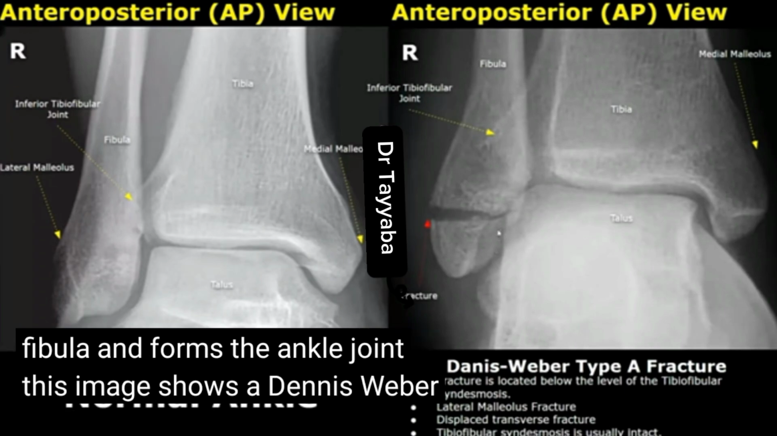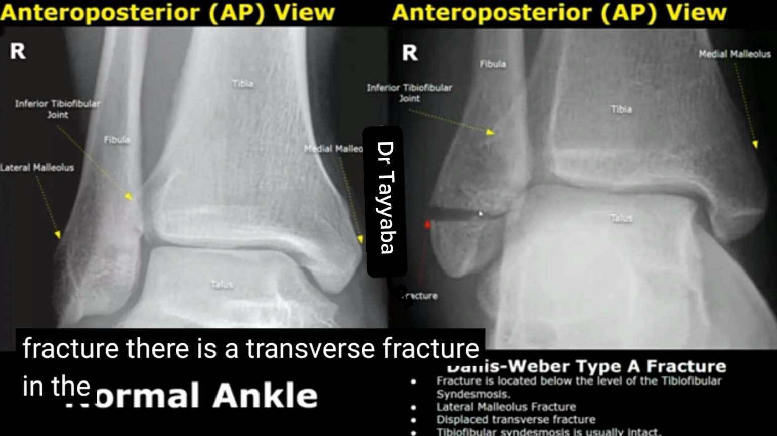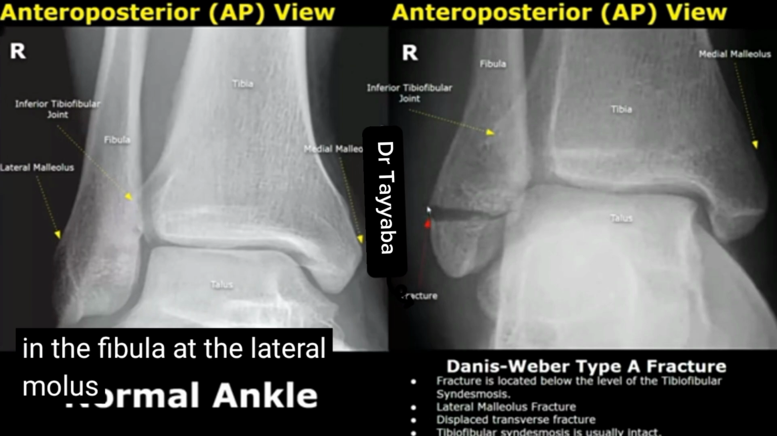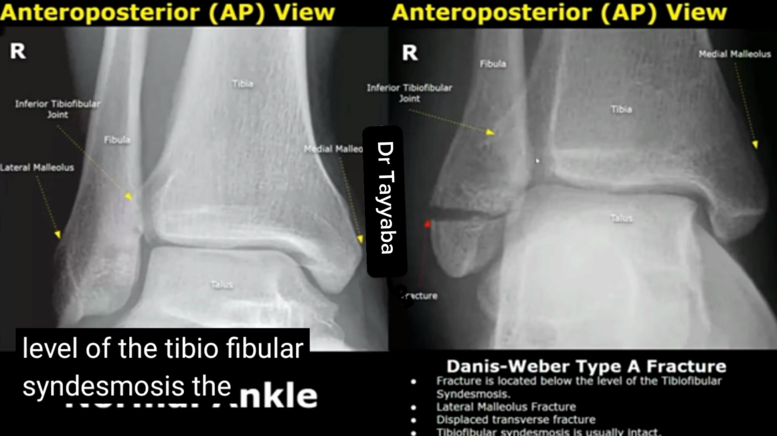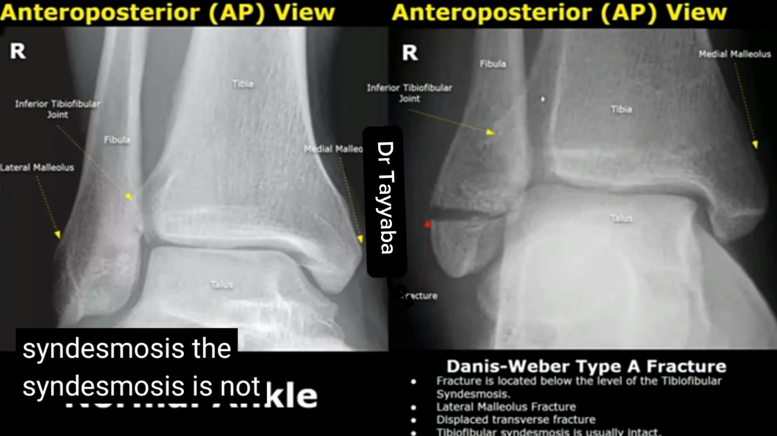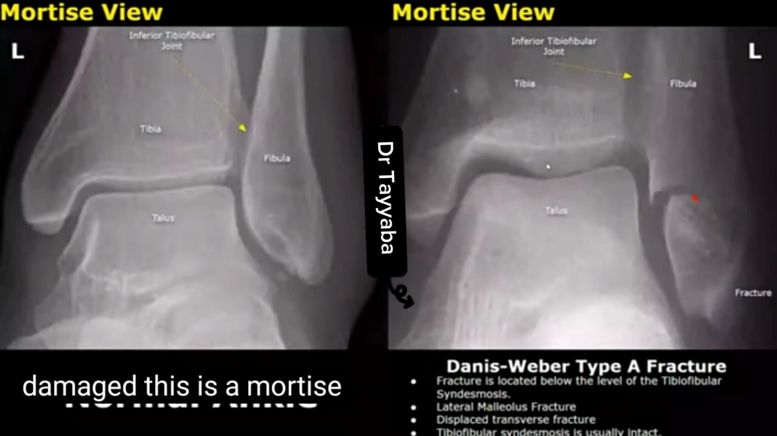This image shows a Danis-Weber type A fracture. There is a transverse fracture in the fibula at the lateral malleolus. The fracture is located below the level of the tibiofibular syndesmosis. The syndesmosis is not damaged.